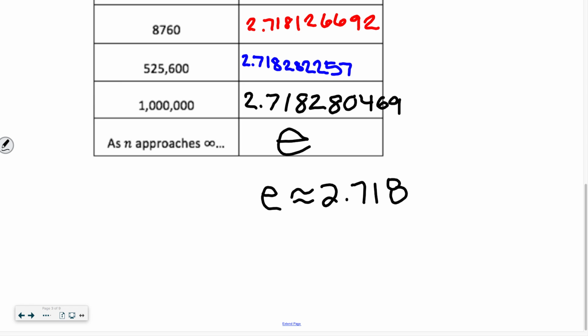Well, the concept of e is as n approaches infinity. But can we ever get to infinity? No. So we can never really say what e actually is because there is no n number. But as n gets bigger and bigger, see how these last ones went from 9,000 to 500,000 to 1,000,000 and 2.718 was the same. As it gets bigger and bigger, it's 2.718 and other stuff.